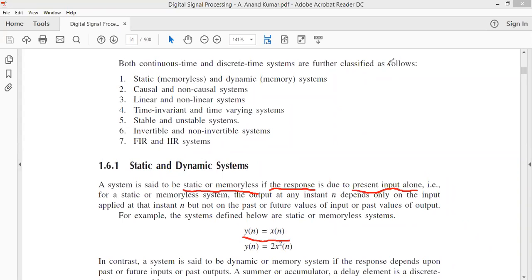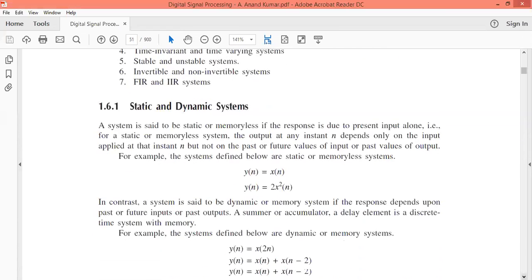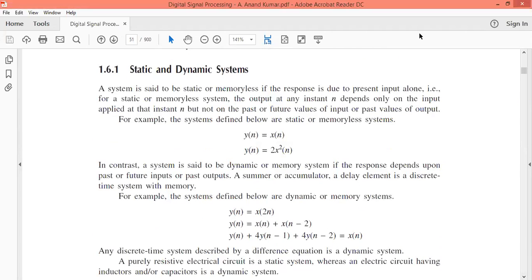Now we'll discuss what a dynamic system is. A dynamic system is also called a memory system. What is a memory system? Here the response or output of the system depends on the past or future values of input, or past values of output also. So the present output of the system depends on past or future inputs or past outputs. Then it is called a dynamic system or memory system.